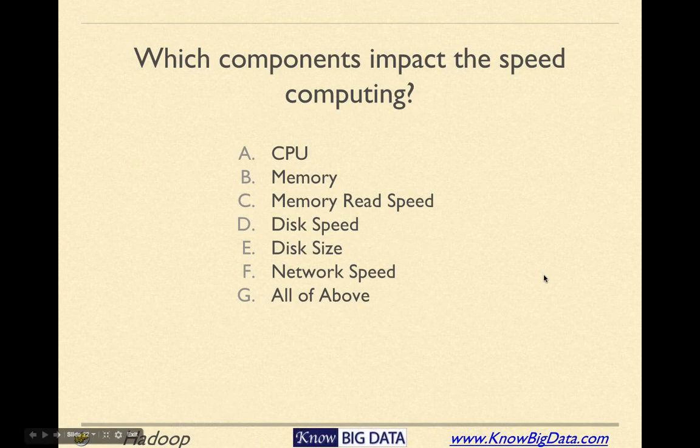Now, a question to all of you: which components out of these impact the speed of computing? CPU, RAM, RAM speed, disk size, network speed, or all of the above? Anyone? So, Mayank, are you with me?